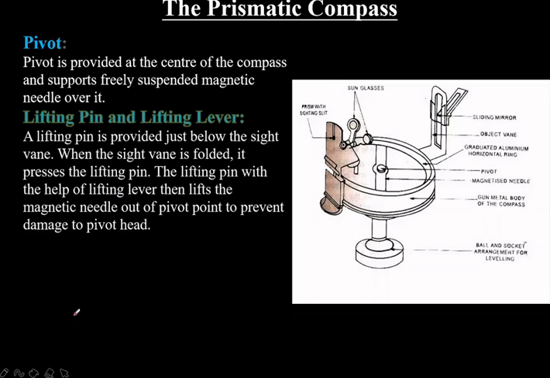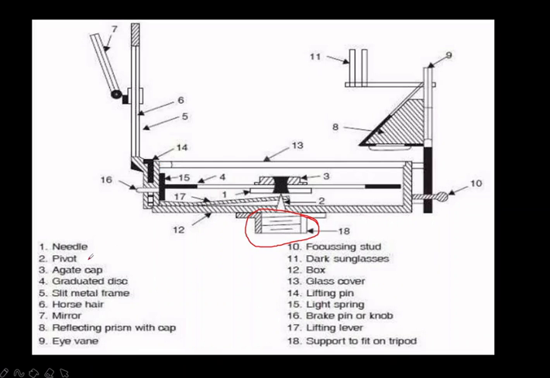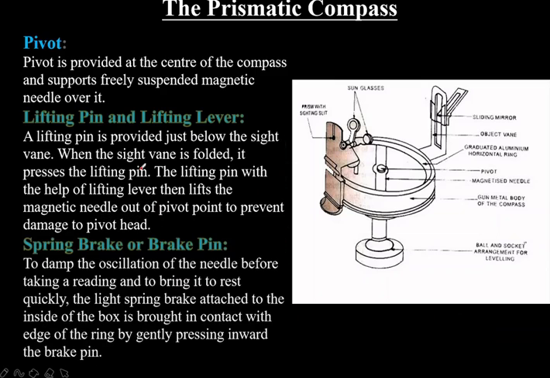Next one is the lifting pin and lifting lever. A lifting pin is provided just below the sight vane. Yes, see here, here is the lifting pin, and here is the sighting instrument. When the sight vane is folded like this, it presses the lifting pin. The lifting pin, with the help of the lifting lever, then lifts the magnetic needle out of the pivot point to prevent damage to the pivot head. Both in conjunction help lift the magnetic needle off the pivot point to prevent damage to the pivot head.